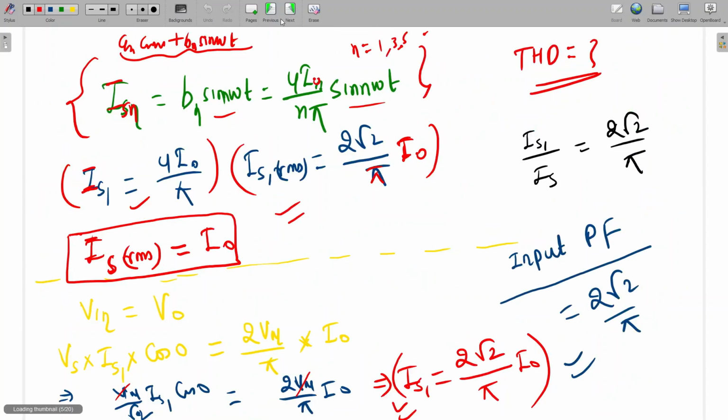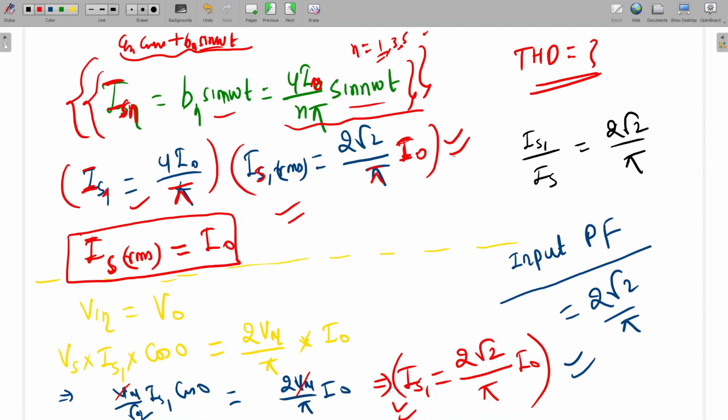So we can write Bn sin n omega t. So I_Sn, the nth harmonic current, is the Fourier: 4 I naught upon n pi sin n omega t. This is the nth harmonic component. For the fundamental, the first harmonic, n will be 1. So I_S1 will be 4 I naught upon pi from this equation. And the RMS will be divided by root 2, so that will be 2 root 2 upon pi into I naught.